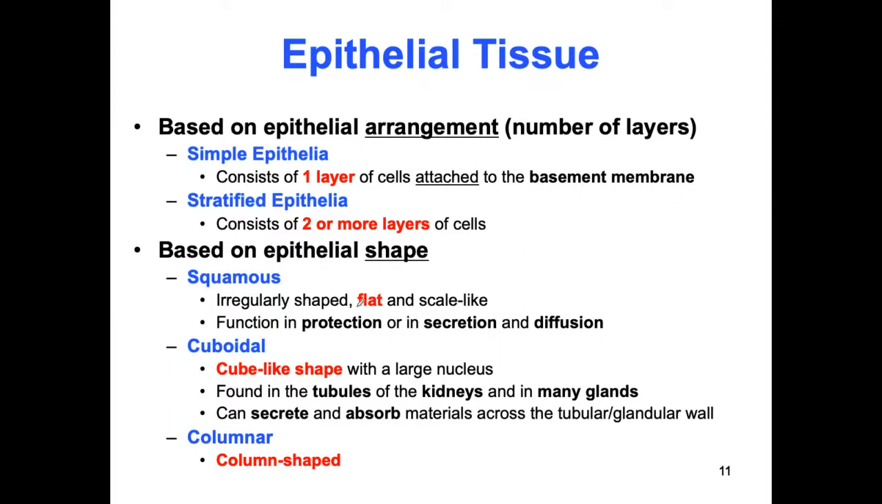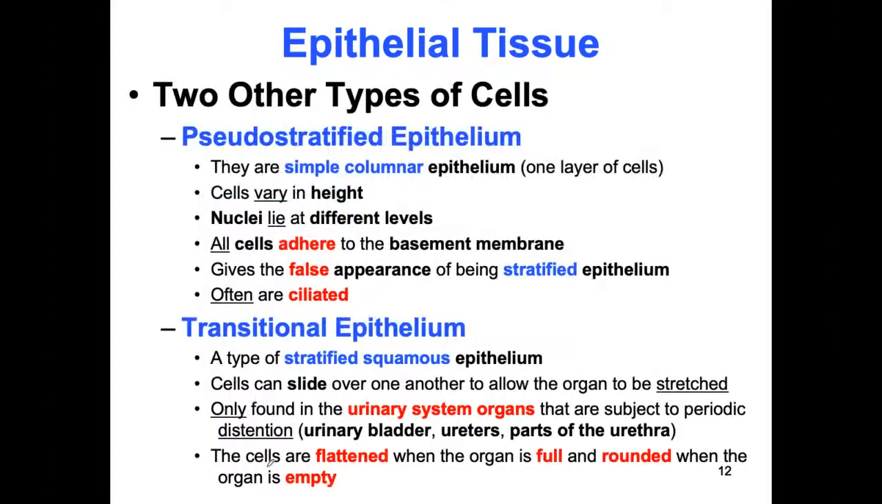If it's irregular, flat-shaped cells that are used for protection and secretion, we call it squamous. If they're cube-like shaped cells with a large nucleus that are found in the kidney tubules of the nephron, remember the proximal and distal convoluted tubules for secretion and absorption, we call them cuboidal. And the ones we just saw throughout the respiratory tract, we also find them in the digestive tract. We have these columnar cells.